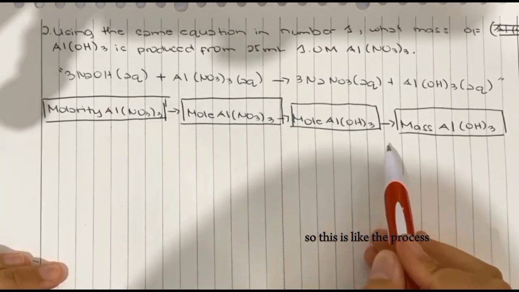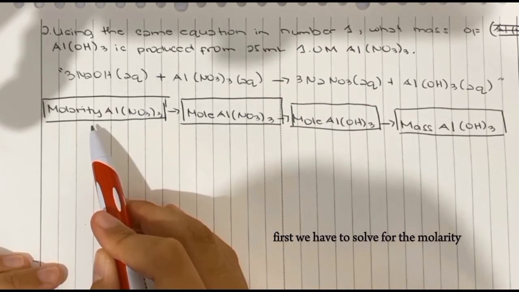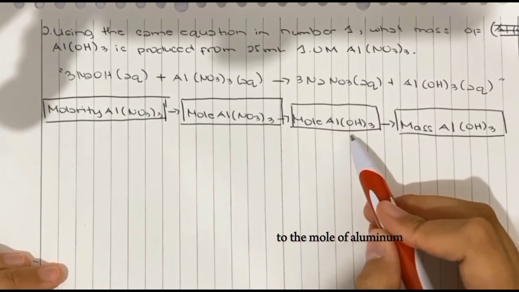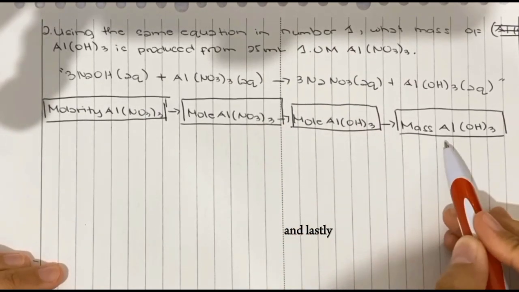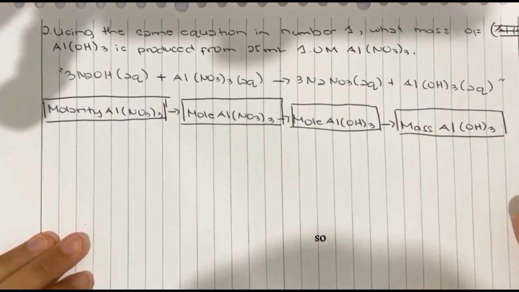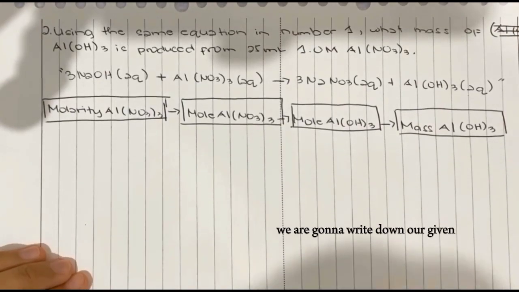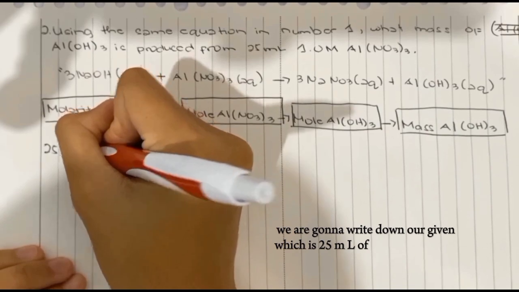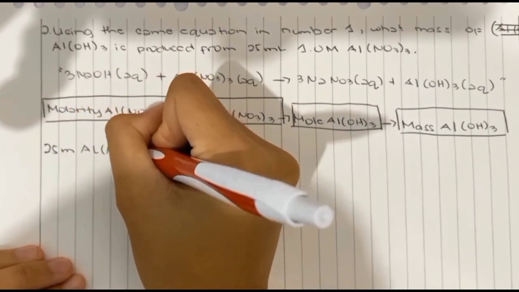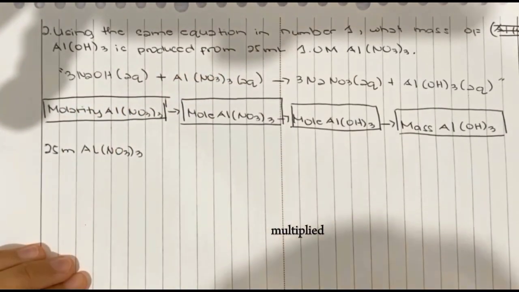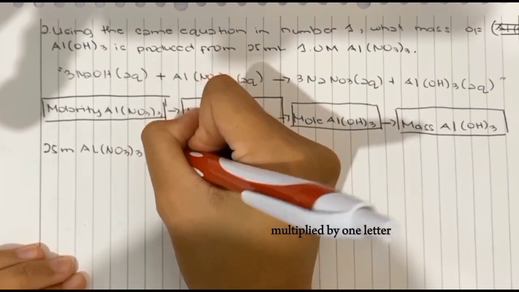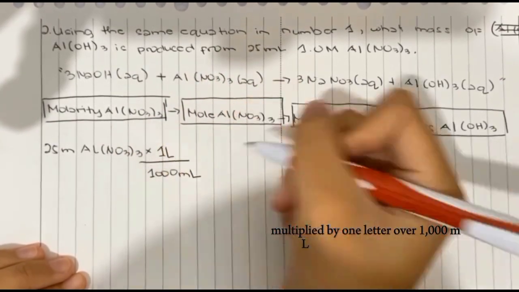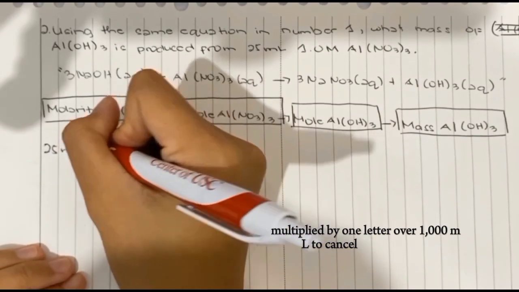So this is like the process. First, we have to solve for the molarity, and then the mole of aluminum nitrate to the mole of aluminum hydroxide, and lastly, the mass of aluminum hydroxide. So first and foremost, we are going to write down our given, which is 25 ml of aluminum nitrate multiplied by 1 liter over 1000 ml to cancel ml right here.